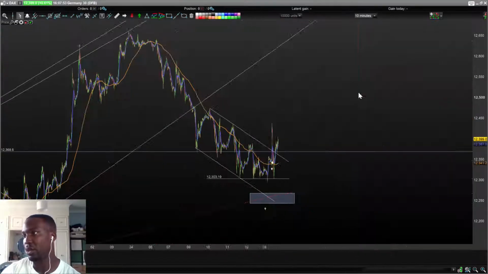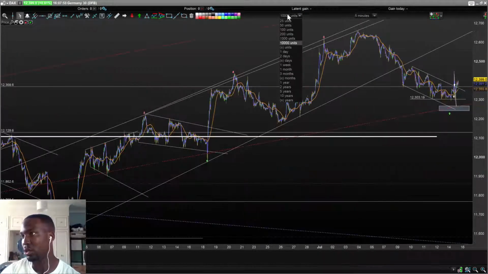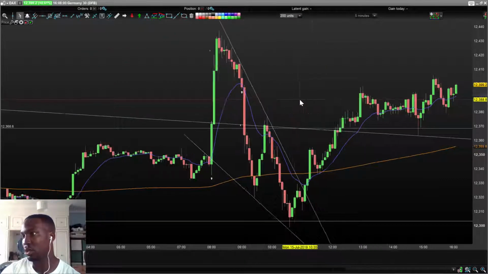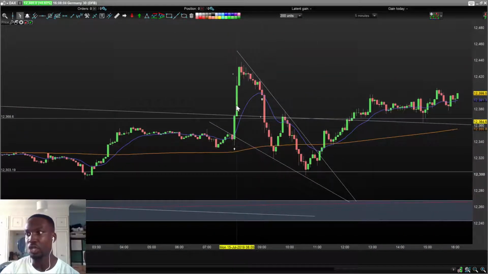Actually, I'll go to the 5-minute chart. What we have here is a descending wedge pattern. I entered pretty much here, and that was not the best entry. I should have waited, held my nerve. I saw this bullish run and I really wanted to re-enter, but I should have waited because it was showing a descending wedge pattern.